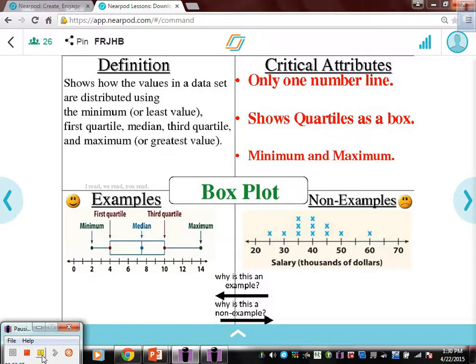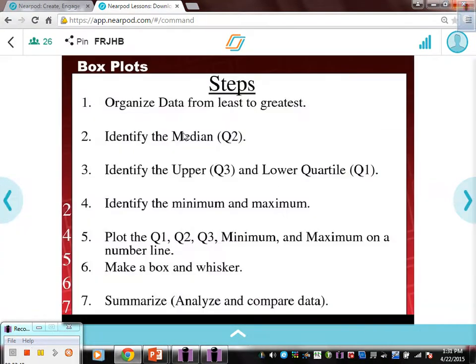Copy these next steps, please. It's only 7. Step 1, organize data from least to greatest. Do we know how to do that? Yes. Step 2, identify the median, which is Q2. Do we know how to do that? Yes. Identify the upper and lower quartile, which is Q1 and Q3. We already know how to do that also. Identify the minimum and maximum. That's once we organize our data, we will see it. From there we get all 5 pieces of information and we plot that on a number line. And then we make a box and whisker. And then from there we summarize by analyzing and comparing data. Copy that, please.